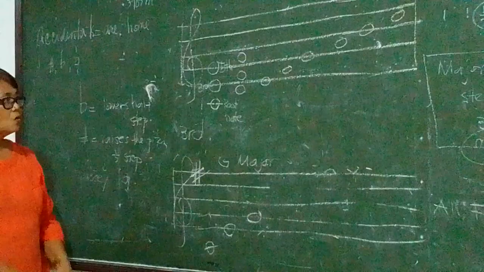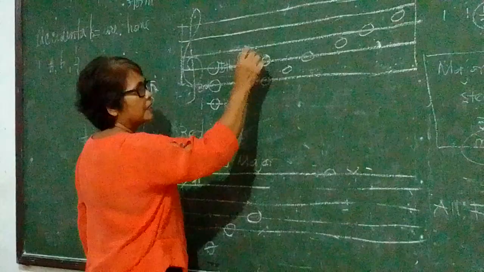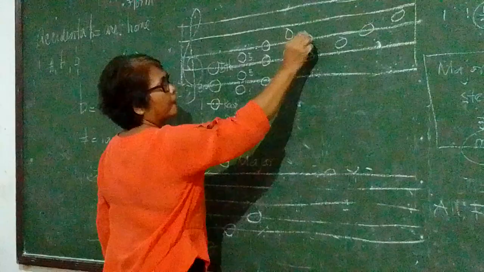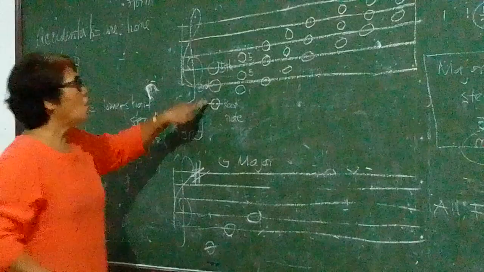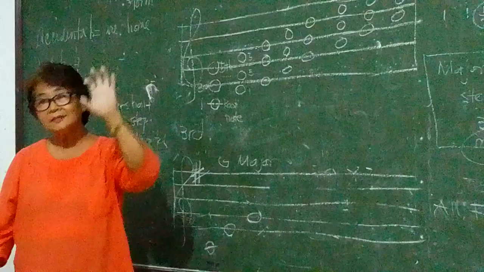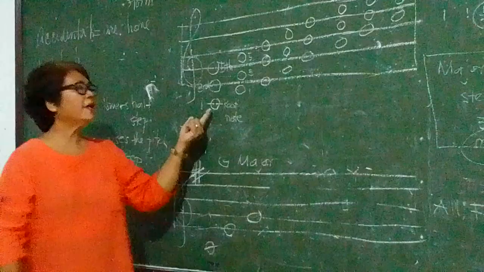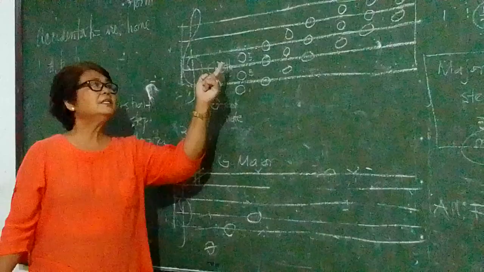It is root, third, fifth. One, two, three. If your do is on the space, then mi and so are also on the spaces. Do, mi, so: the one is do, the third is mi, and the five is so. When your root note is on the space, the third and the fifth are on the spaces.